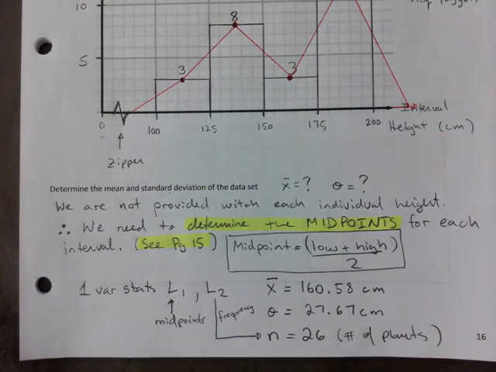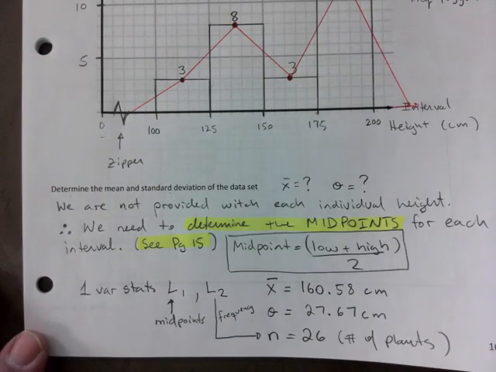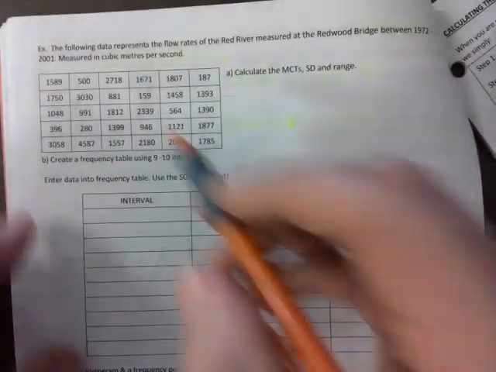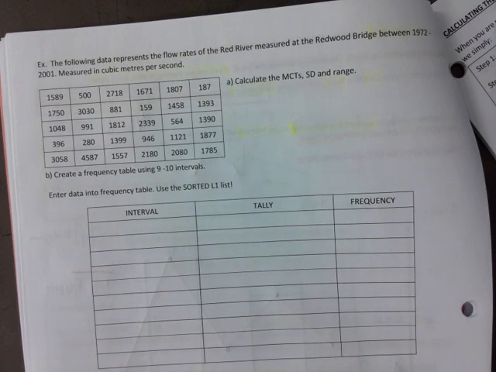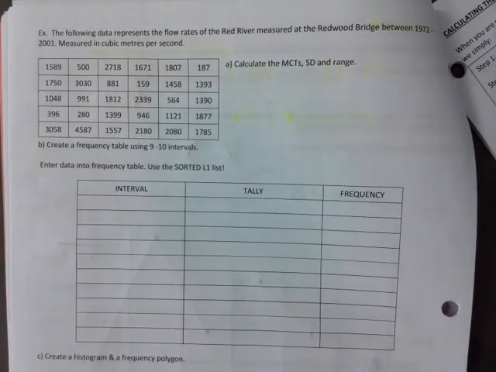Let's do a full-blown one where we need to create our frequency table. Come with me, number 17. Can I ask you to enter all of these values into your L1? So clear whatever is there. Go ahead and find that.